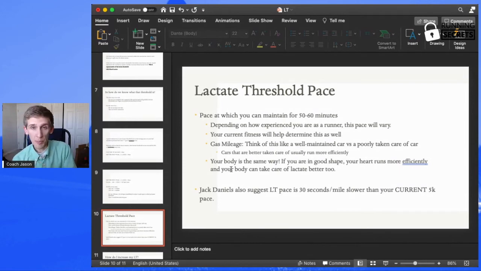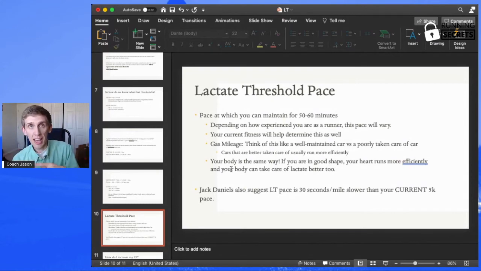For example, if you run pretty regularly for 5 to 6 months, your lactic threshold pace will continue to improve. Now, if you decide to take 3 months off and don't do anything, and then try to do your lactic threshold after that 3 months, your lactic threshold is probably going to be a little bit different.